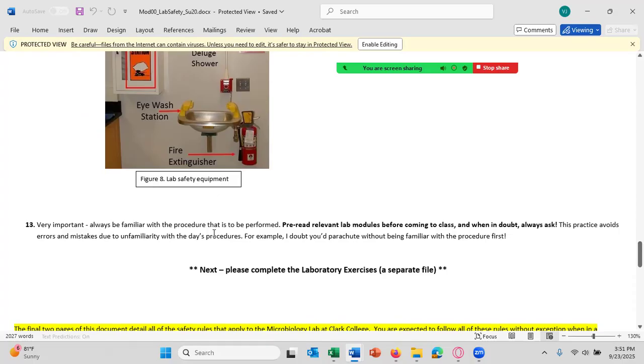You should be familiar with the procedure before you begin the lab. You should pre-read the relevant lab modules before coming to class. But if you have a doubt, always ask your instructor.